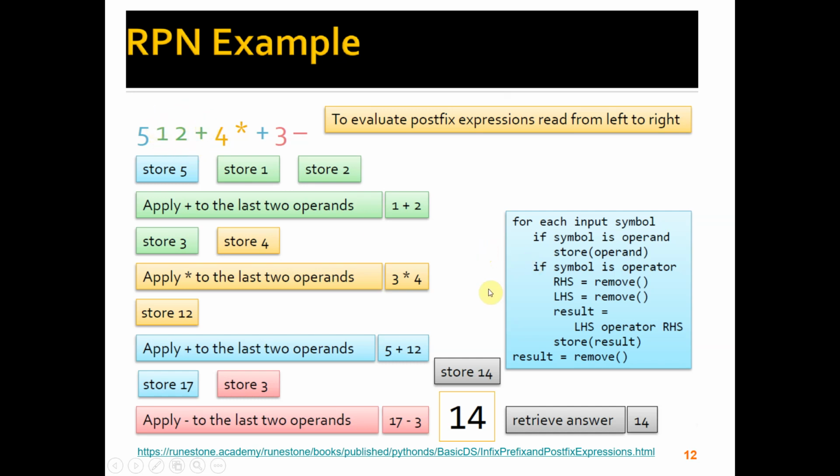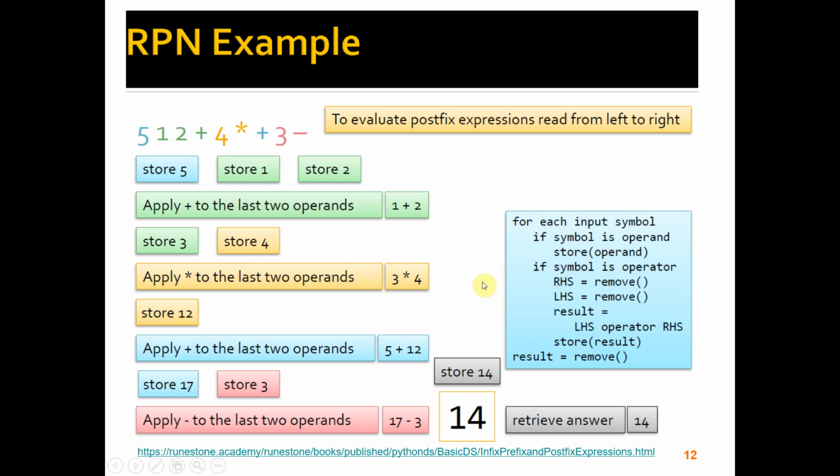Right now, we only have number 5 in the stack. We popped 2 and we popped 1. 2 goes on the right side, 1 goes on the left side, and we evaluate 1 plus 2, which is going to be number 3. And the result is going to be pushed back into the stack.